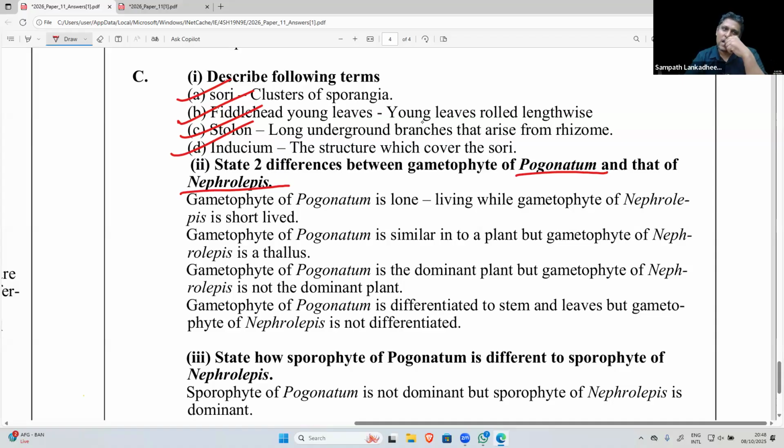The Pogonatum gametophyte. We'll check this. The gametophyte is long-living and dominant in Pogonatum, but not dominant in Nephrolepis. It is similar to a plant in Pogonatum, and a thallus in Nephrolepis. The gametophyte of Pogonatum is a dominant plant, but the gametophyte of Nephrolepis is not dominant. The gametophyte of Pogonatum is differentiated, the other is not differentiated. Right. Next one, people.